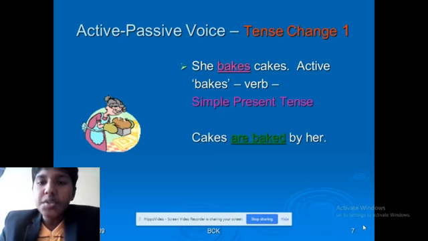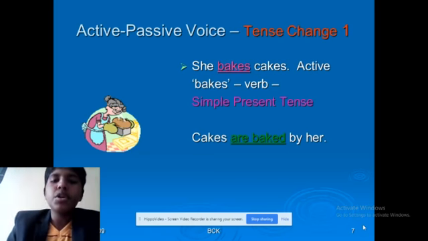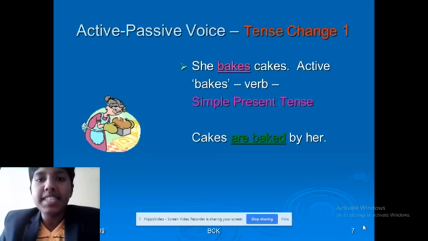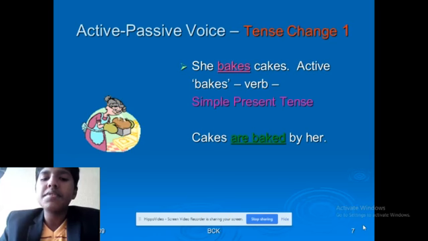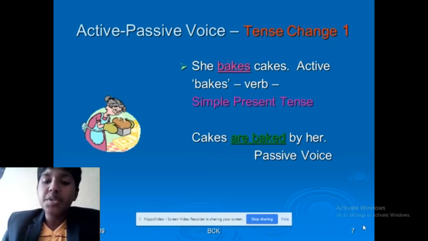So now the object changes into the subject. Cakes was the object, so it becomes the subject. Bakes changes into bake, baked, the third form of the verb, baked, followed by the word by and her. She becomes her, because if we write she, it becomes totally senseless. And cakes are in the plural form, so we use the word are. So cakes are baked by her. This is in the passive voice.